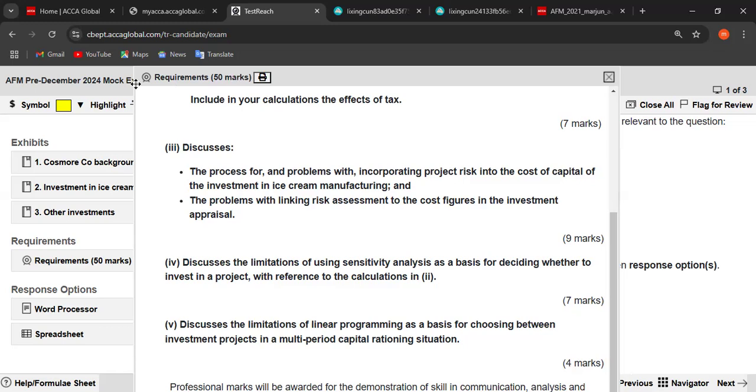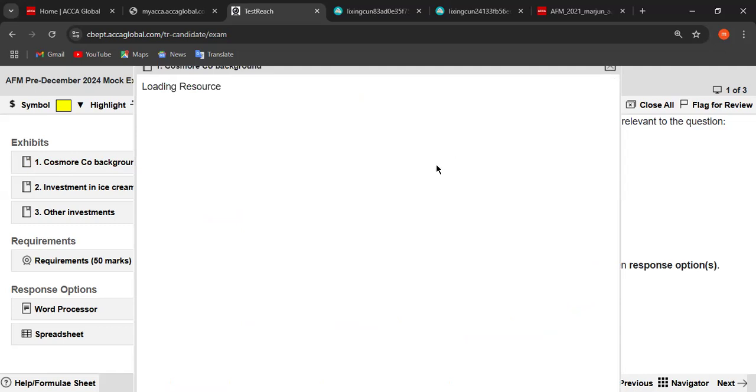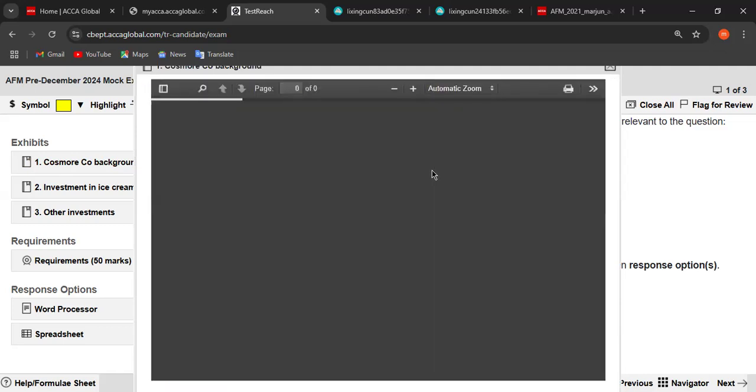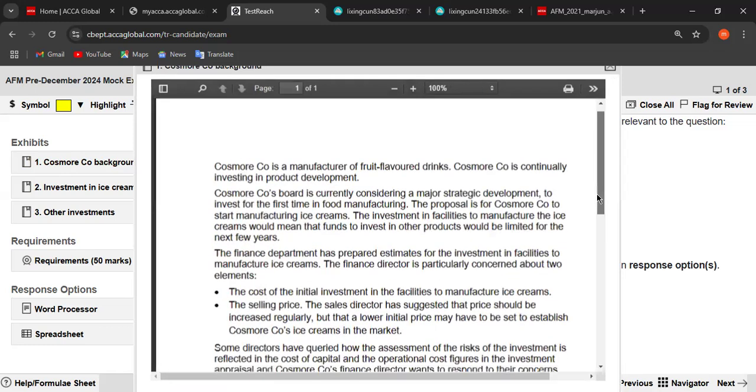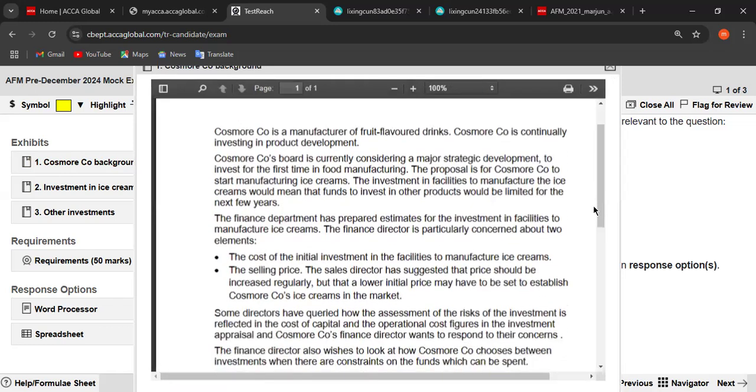Okay, so let's start. C Company is a manufacturer of fruit-flavored drinks. C Company is continually investing in product development. So this company is doing the drinks business. C Company is currently considering a major strategic development to invest for the first time in food manufacturing. So this is the first time.